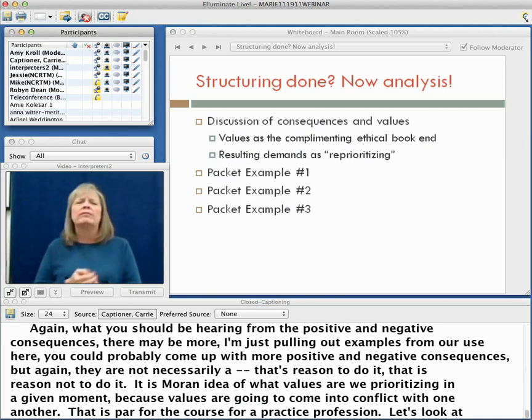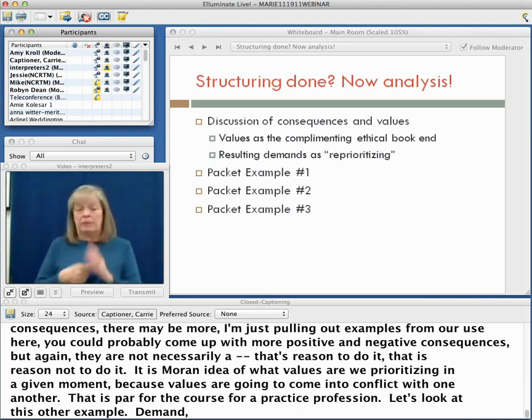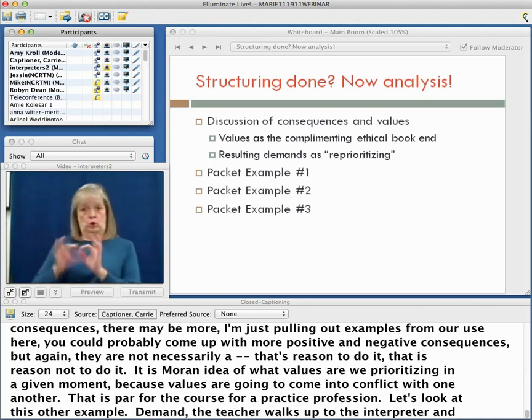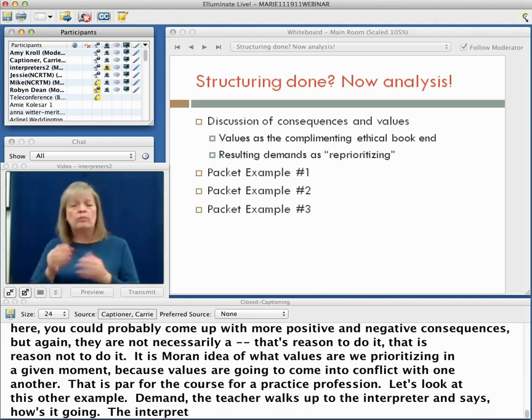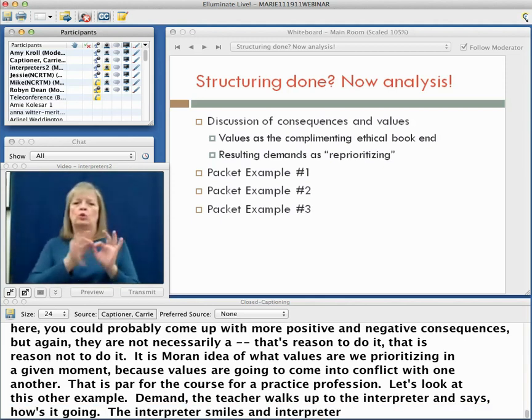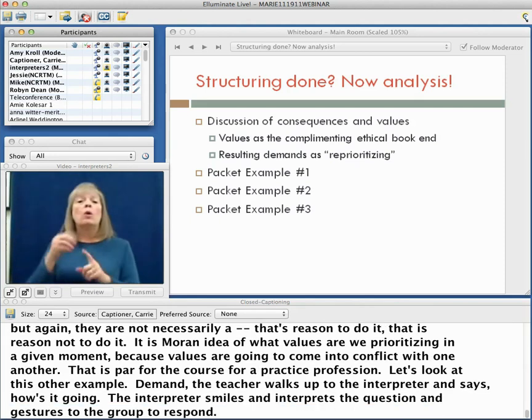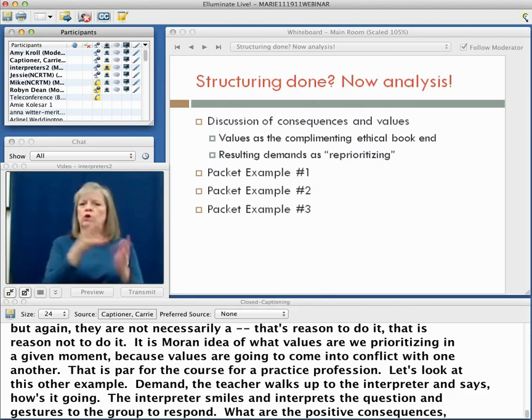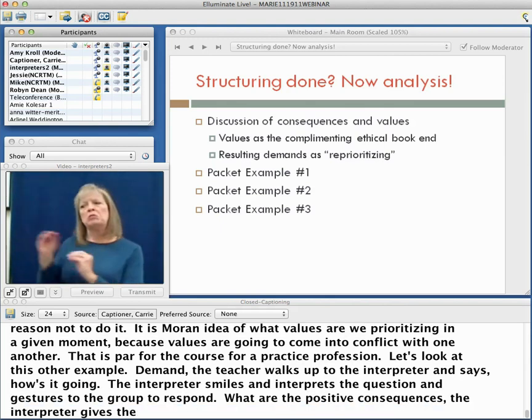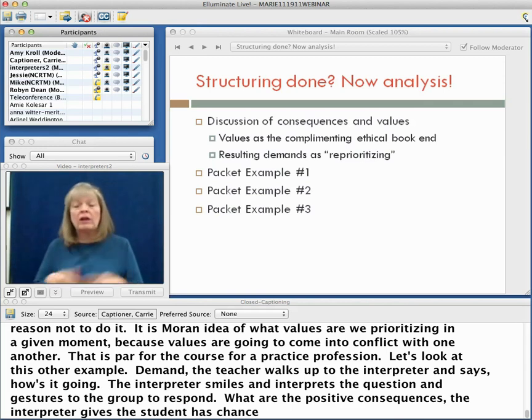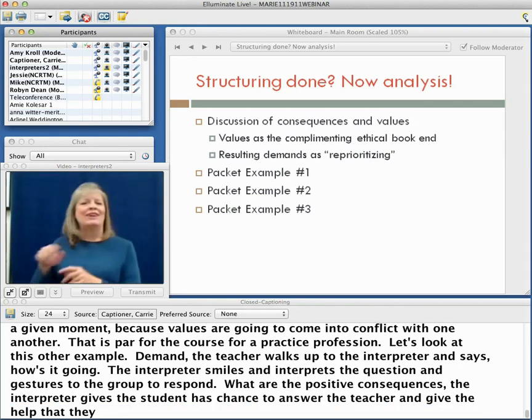Demand. The teacher walks up to the interpreter and says, how's it going? And the interpreter smiles, interprets the question, and gestures to the group to respond. What are the positive consequences? The interpreter gives the students a chance to answer the teacher's query and get the help they need. Okay? And the negative consequences, the interpreter does not get the chance to remind the teacher about directing questions to the students. Okay?